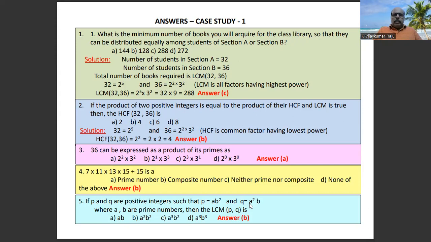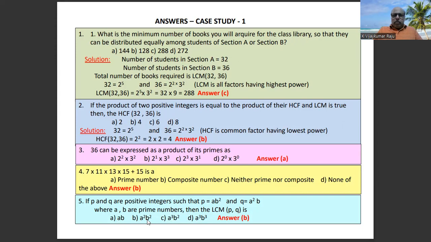So if you see, A is a common factor, highest power is 2. So A raised to 2. Then B is also a common factor, and highest power is 2. So B raised to 2. So LCM of P and Q will be A raised to 2, B raised to 2. A raised to 2, B raised to 2 is the second option. So your answer is B. Option B is the LCM of P and Q, that is A square, B square.